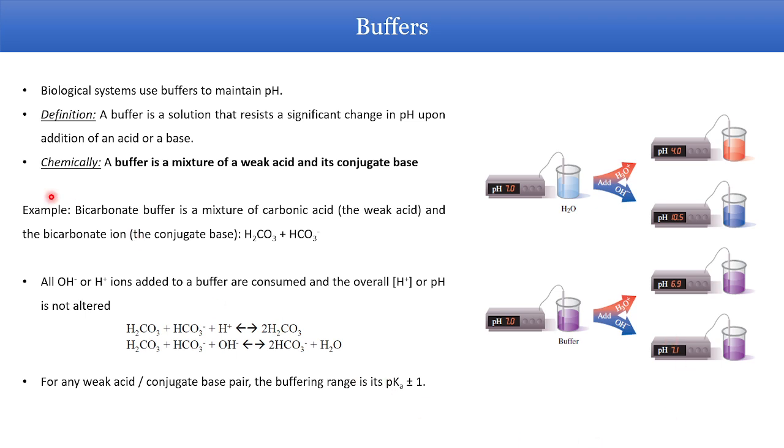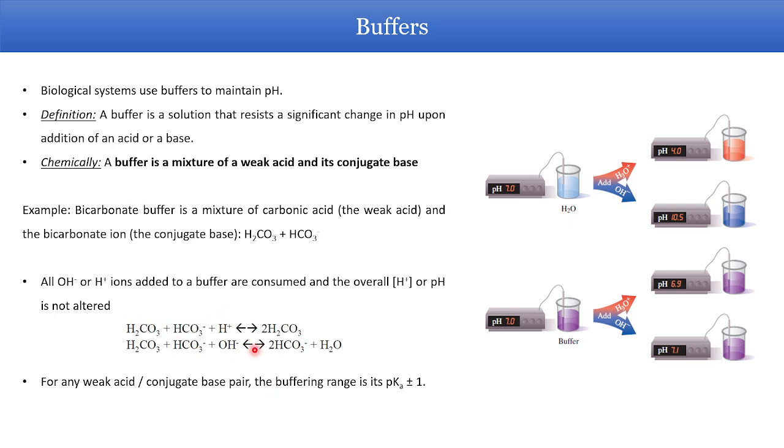Now, if we are preparing a bicarbonate buffer, that is a mixture of carbonic acid, which is the weak acid over here, and the bicarbonate ion, that is the conjugate base over here. So the combination of these two ions will be very critical in the formation of a bicarbonate buffer of a certain pH. Now all OH minus and H plus ions added to a buffer are consumed and the overall hydronium ion concentration, or the pH, is not altered.